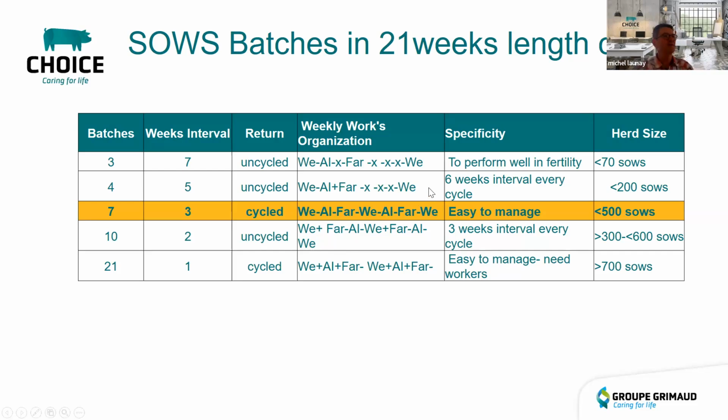Okay, no problem. So you can see in this kind of management, you have a very intensive work period of 10 days from weaning to farrowing. It's a very intensive period of work, but you have then 3 weeks without specific tasks. So it's a specific organization of work. And to be honest, usually it's for herds of less than 200 sows.